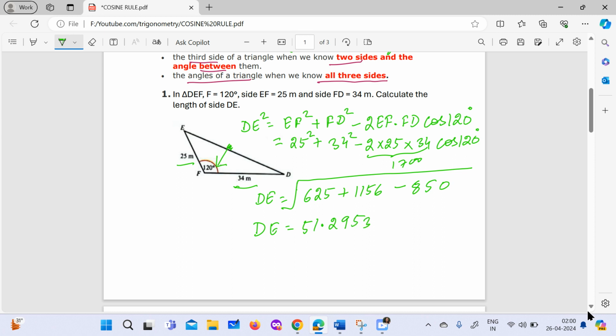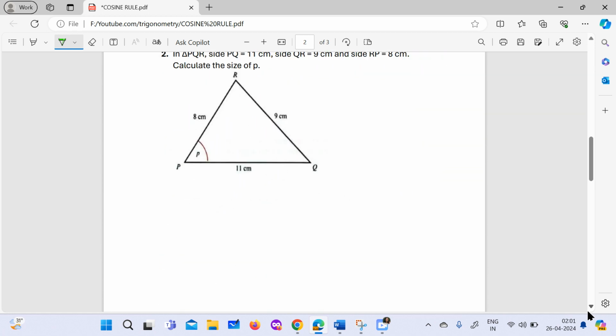Okay, now we can solve it using the calculator directly, and you will get 51.295 something like that, and then we can round it to one decimal place, so you will get DE is equal to 51.3 meters. Because we write answer mostly in three significant figures. Okay, I hope this is clear. Okay, now let's see one more example.